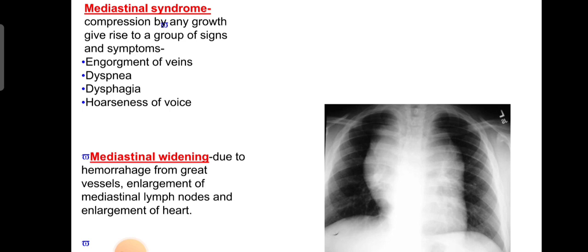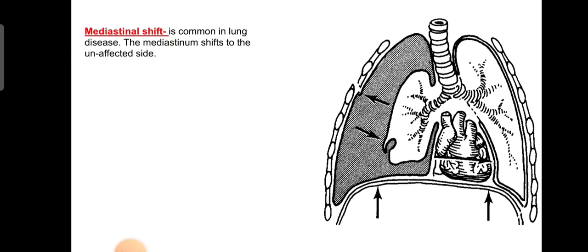Then the next one is mediastinal widening. It is due to hemorrhage from the great vessels of the heart, or because of enlargement of the mediastinal lymph nodes and enlargement of the heart. Then we have the mediastinal shift. In this, there is a shifting of mediastinal contents to the unaffected side because of some disease in the lung. So this condition is known as mediastinal shift.